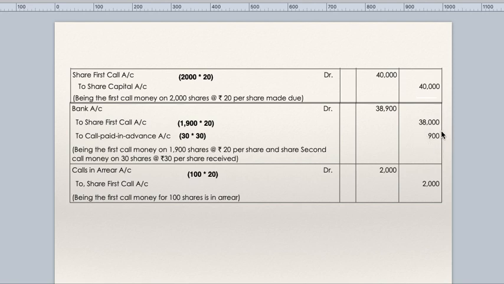On 30 shares they have received final call money which is 30. 30 into 30. So total is 38,900. They have received at the time of first call 38,000 on account of first call money and 900 on account of final call money, which gets transferred to calls in advance account.